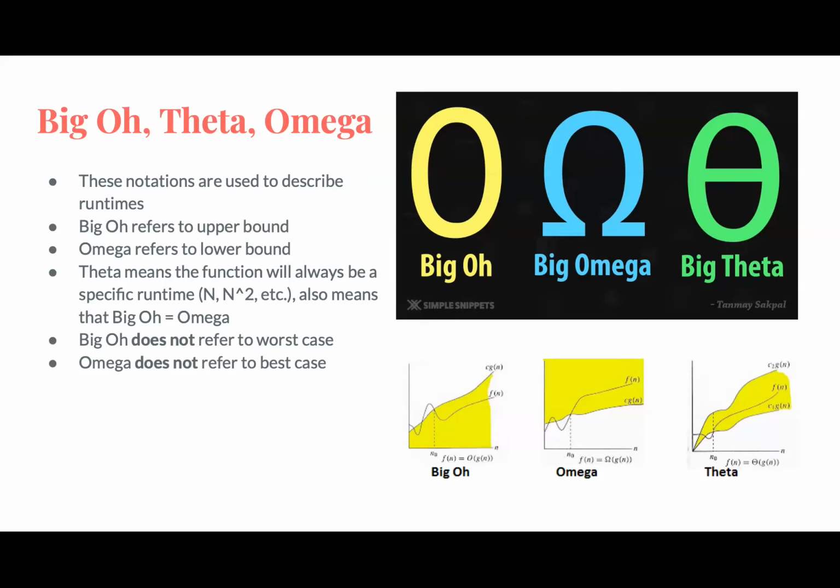A thing to note here is that big O does not refer to worst case, and omega does not refer to best case. Best case and worst case are each only going to be that one case, right? There's only going to be one of those best and worst cases. So we want to talk about those using theta. But when we're talking about overall runtime, we want to be using big O and big omega. Okay, next slide.